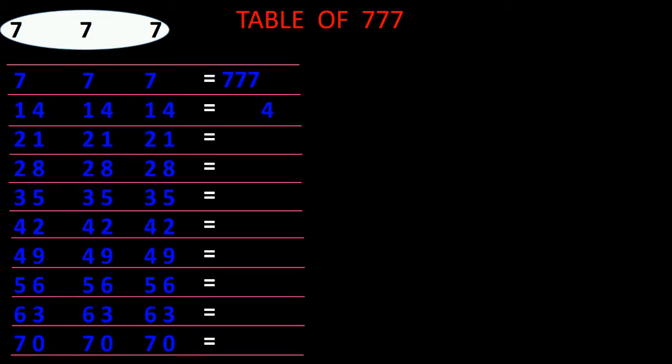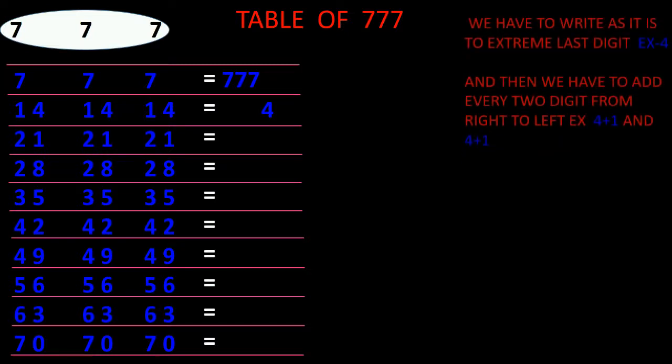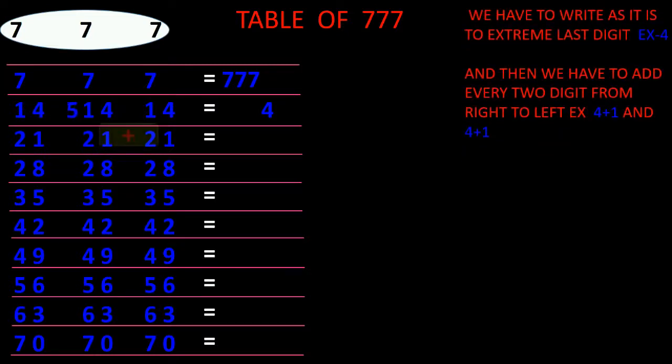Then 4 plus 1, 5. We have to add these numbers: the middle table extreme right side and the right table extreme left side. 4 plus 1, 5. Now again 4 plus 1, 5. Okay, now 1 as it is.